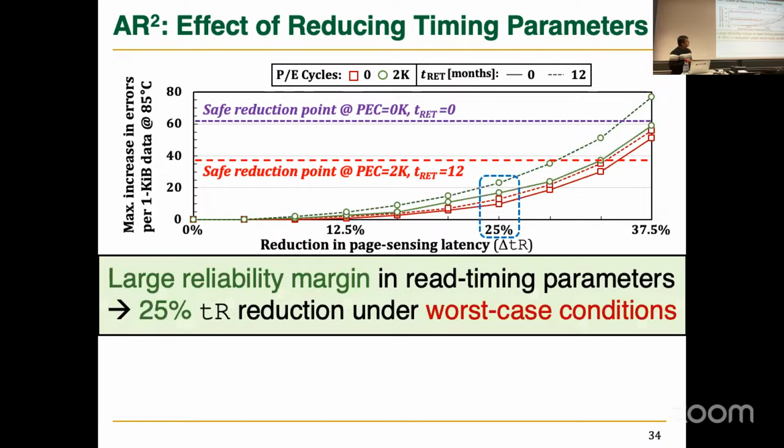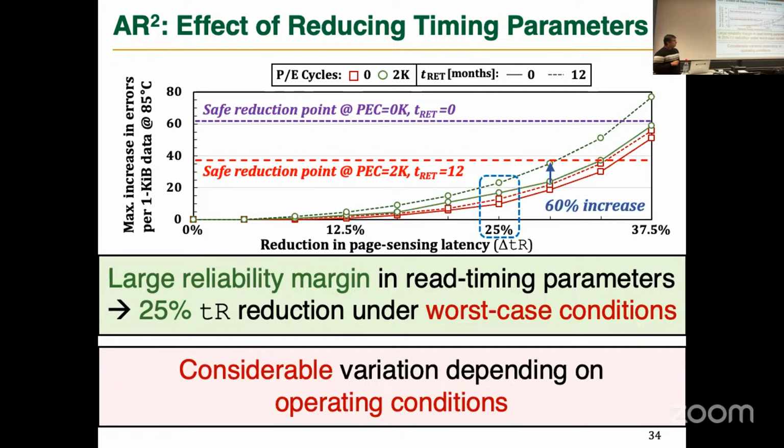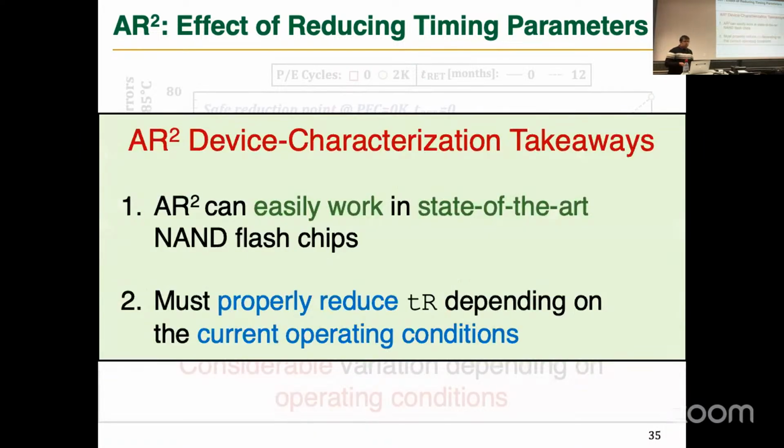What this study shows is that even at 25% reduction, we are still okay with reducing the latency. This also depends on the operating condition. As you slightly increase the reduction, you see that it suddenly jumps up. Some takeaways from this device characterization: the adaptive read-retry operation can easily work in state-of-the-art NAND flash chips, and we must properly reduce the tR depending on the current operating conditions.